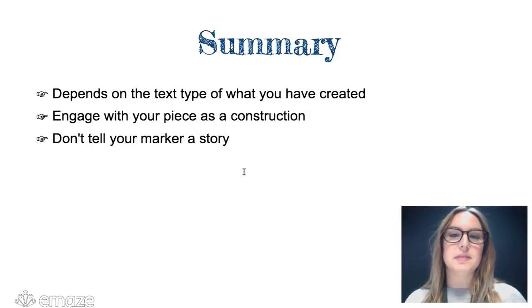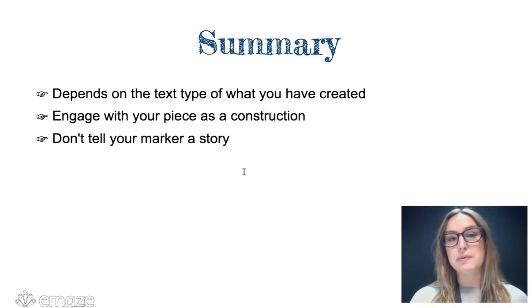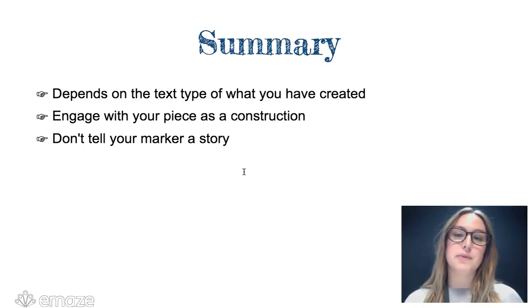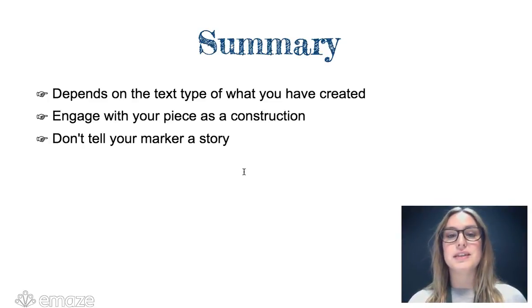All right, so a bit of a summary. In terms of a writer statement, the most important thing, I guess, to note is that your writer statement will largely depend on the text type of your creative piece. Everyone's going to be slightly different, and you're going to be talking about different things depending on the form of what you've produced. It's really important that you engage with your creative piece as a construction, so noting that every decision made was purposeful and it was to have an impact on the audience, and that it was to really make meaning out of that creative piece you've produced.